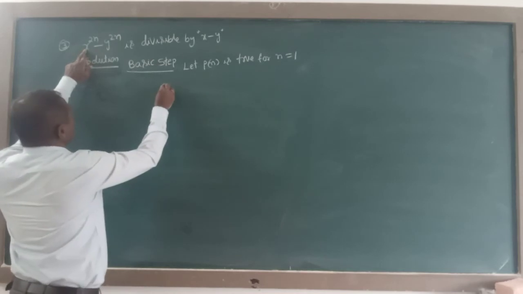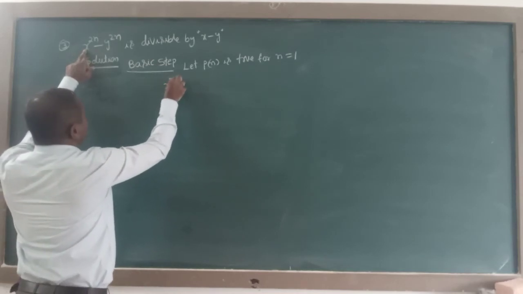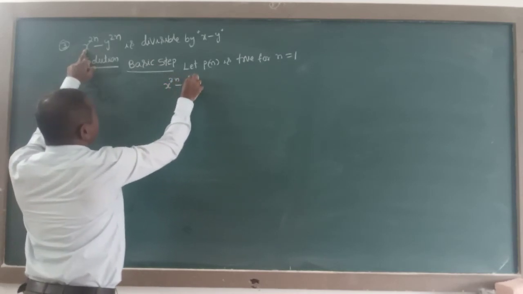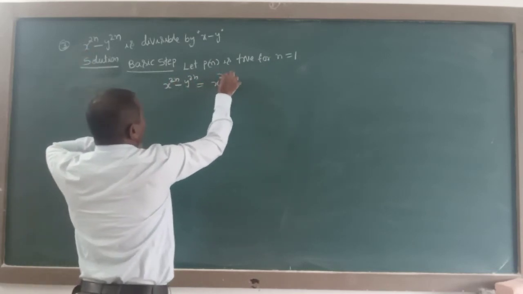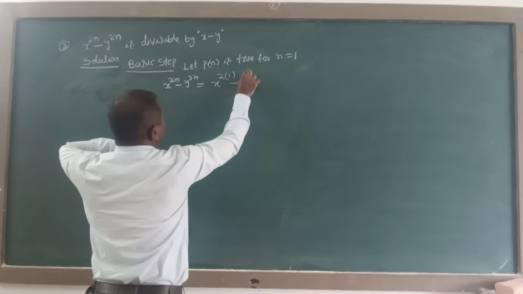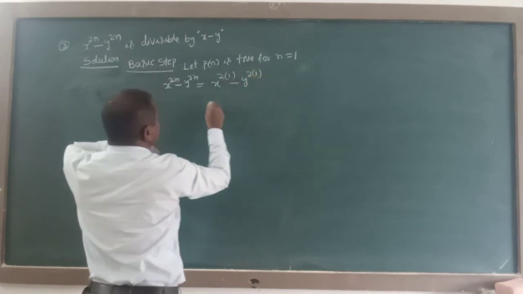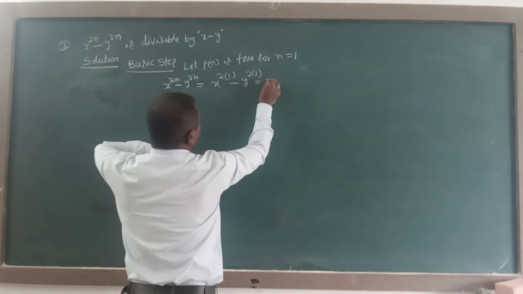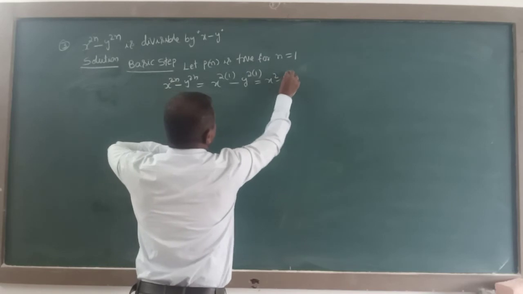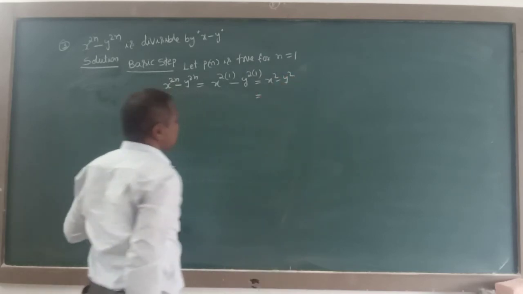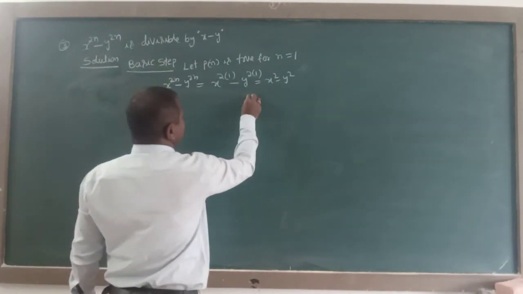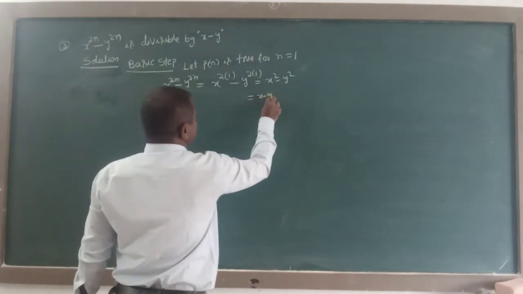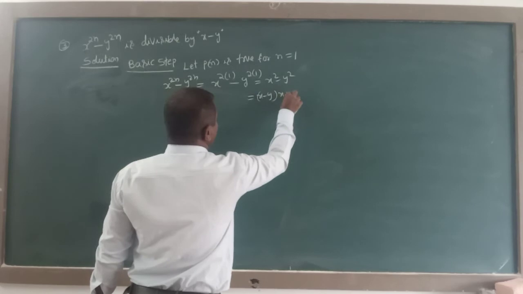Here x to the power of 2n minus y to the power of 2n is equal to x to the power of 2 into 1 minus y to the power of 2 into 1, which is equal to x square minus y square. It is in the form of the a square minus b square formula, so we can write x minus y into x plus y.